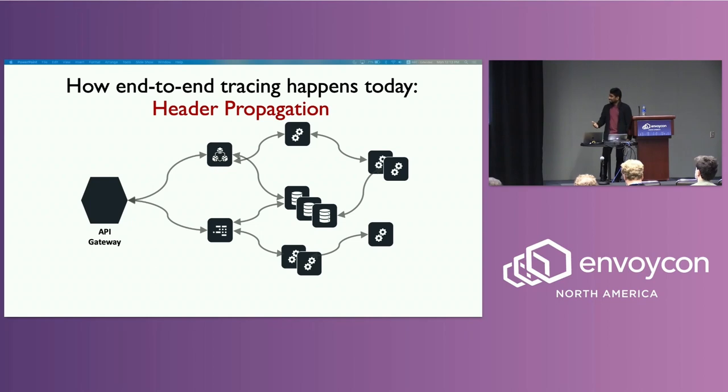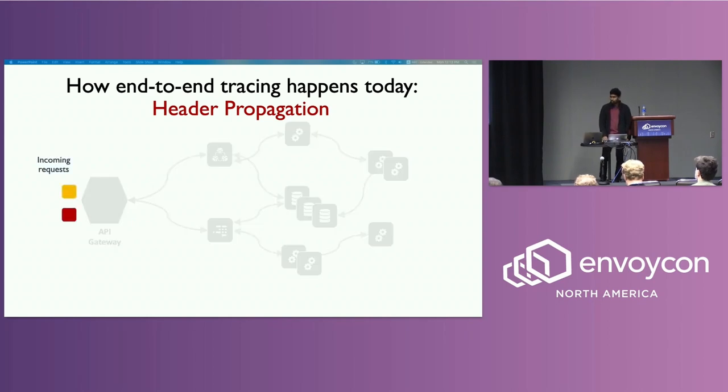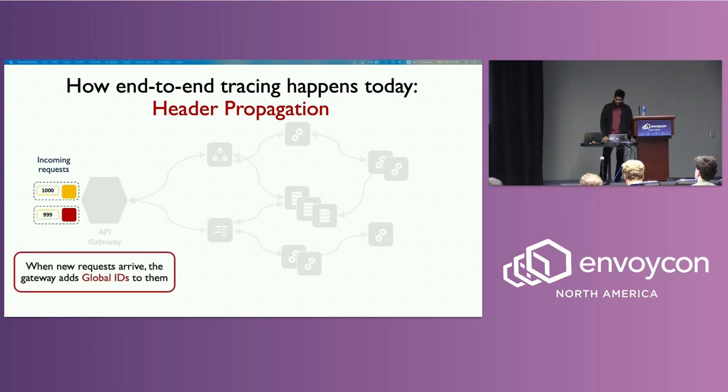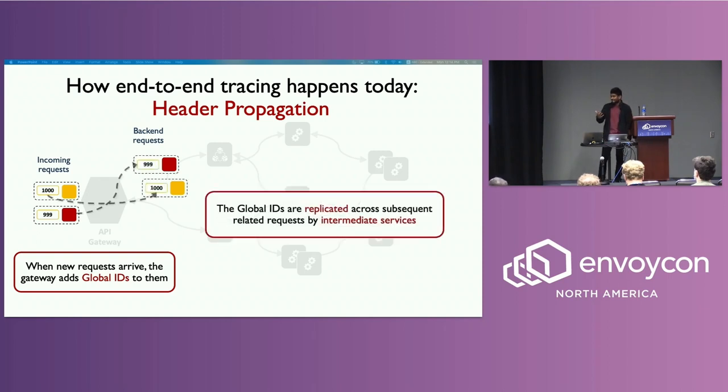The possible way this is done today is via header propagation. In this approach, when requests arrive at the API gateway, the API gateway would generate a global ID and attach that onto these requests. And whenever a backend request is generated in order to service them, these global IDs are replicated and propagated via these requests using tracing headers. And every single service along the way does the same job. This is how header propagation achieves end-to-end tracing, because now they can stitch these paths together.